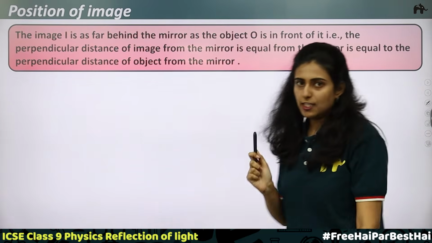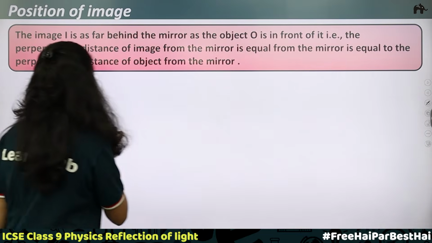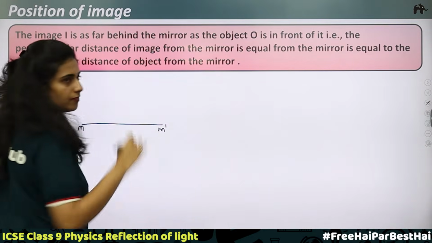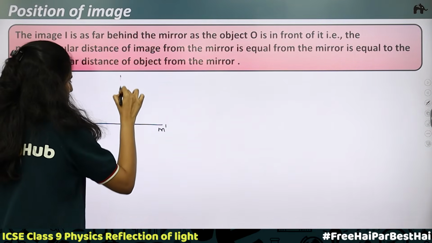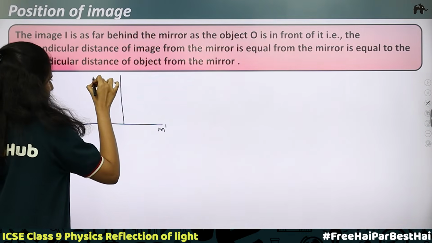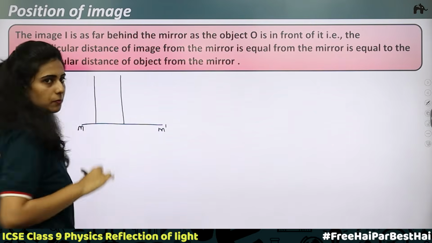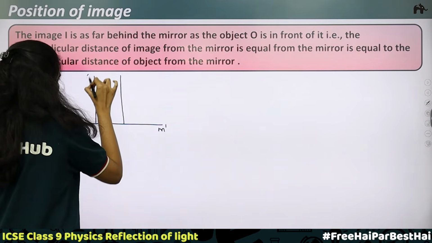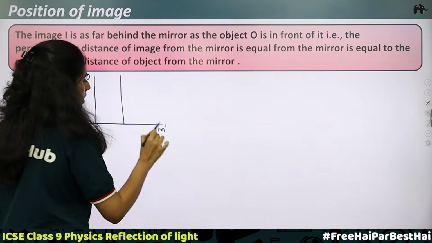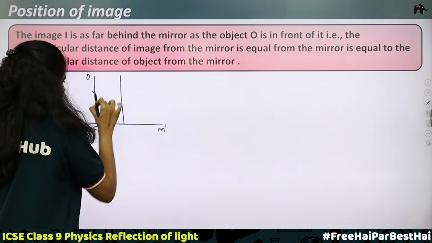Position of image: where is the image formed? For that, first consider a mirror M dash. I am drawing a normal to it. We will consider two rays of light. The first ray of light is perpendicular to the mirror. We will name it OF. OF is the ray of light which is incident perpendicular to the mirror. This is the incident ray.